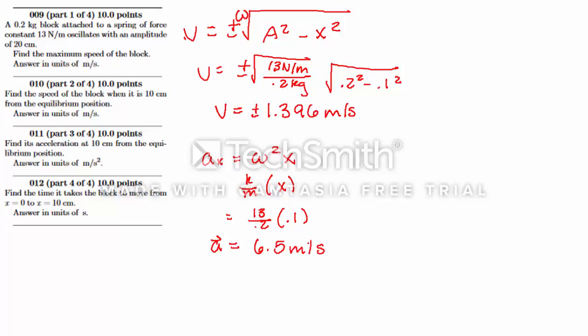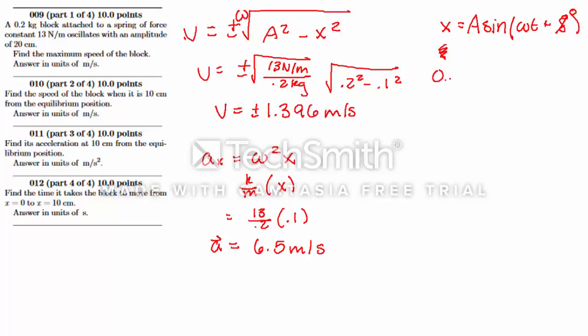For the last part, we want to find the time that it takes for the block to move from 0 to 10 centimeters. So I'm going to come back up here. x equals a, and we're going to start out with sine because we're starting out at the equilibrium position, so at 0. Omega t plus delta, and since we know that we're starting out at 0, we can set delta equal to 0.